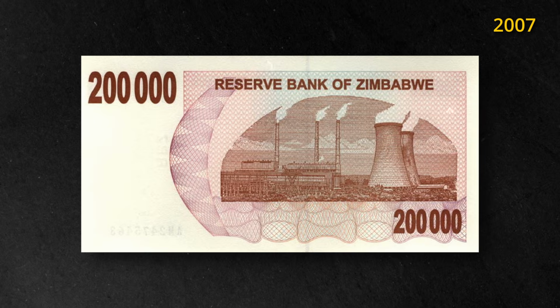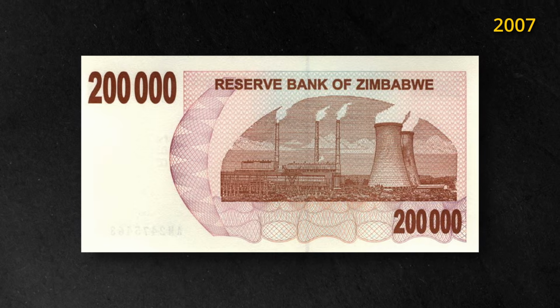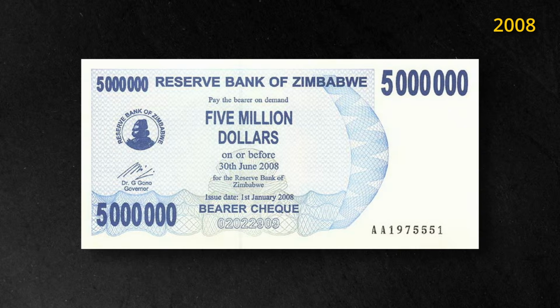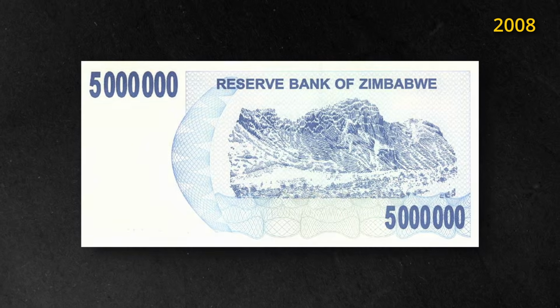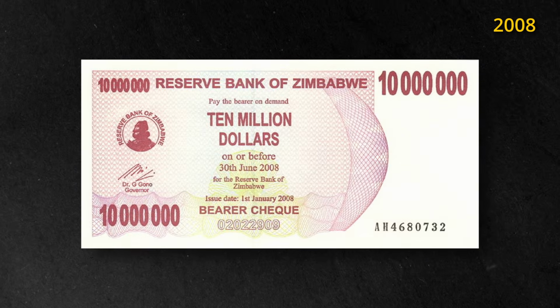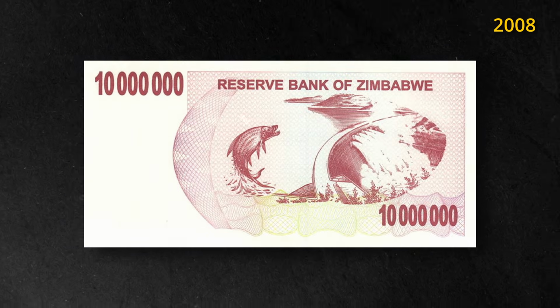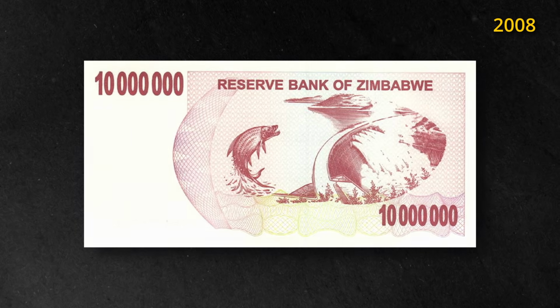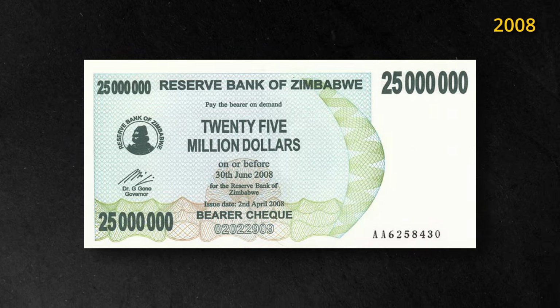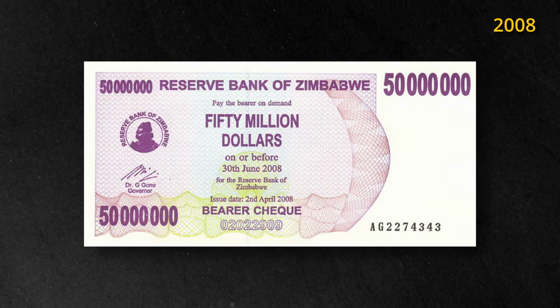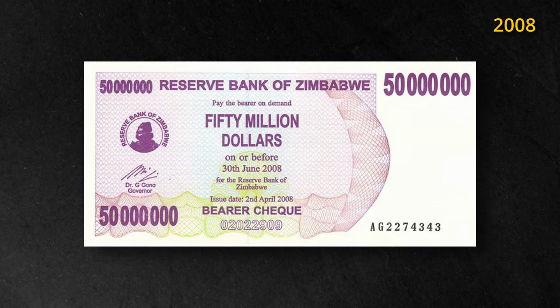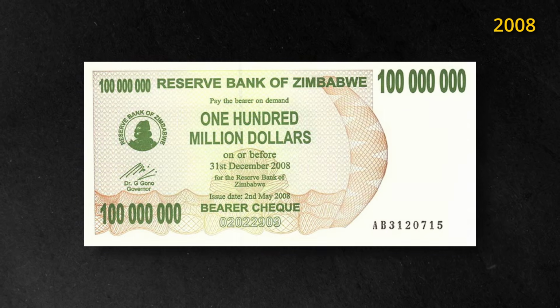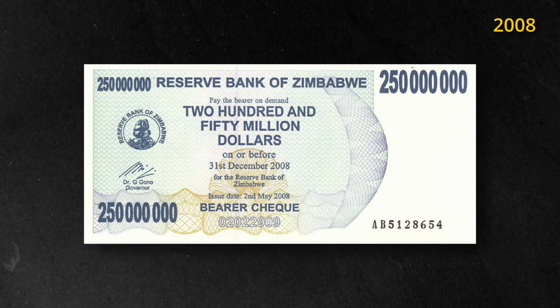The circulation of the 2008 bearer check series commenced on the 18th of January 2008 with 3 denominations ranging from 1 million to 10 million. Due to the high rate of inflation, on the 4th of April 2008, the 25 million and the 50 million bearer checks were issued. On the 6th of May, 2 more notes were issued, the 100 million and the 250 million.